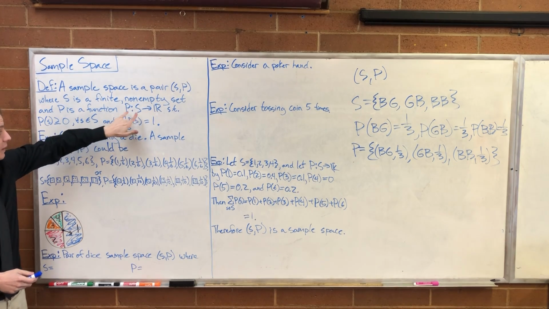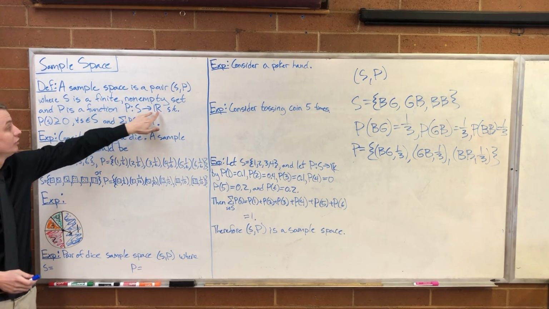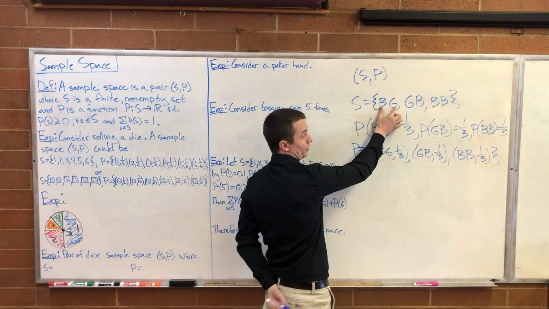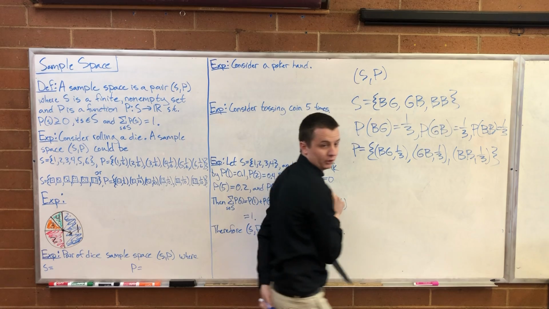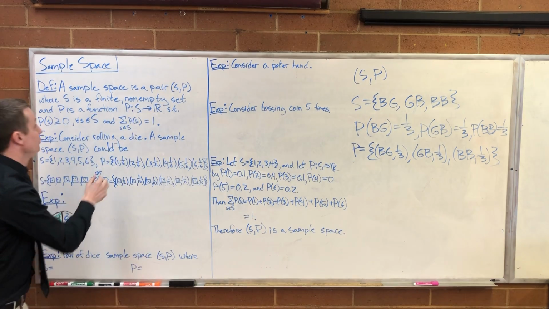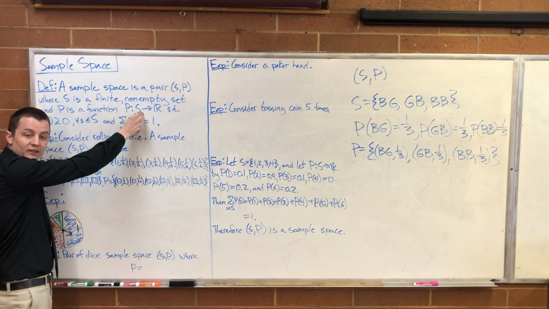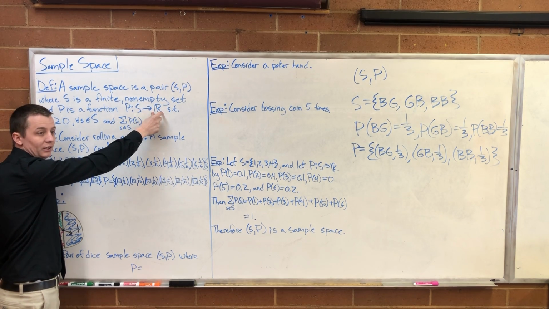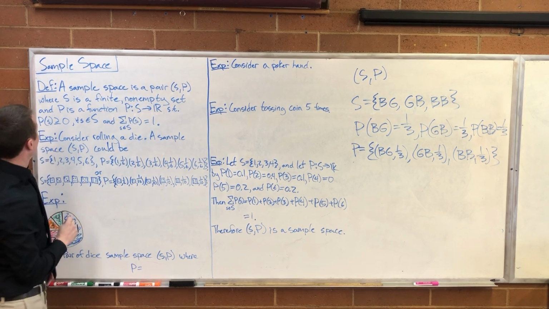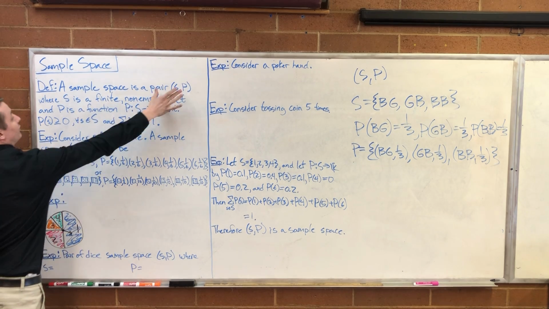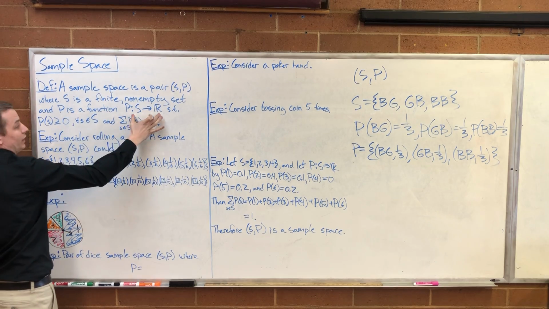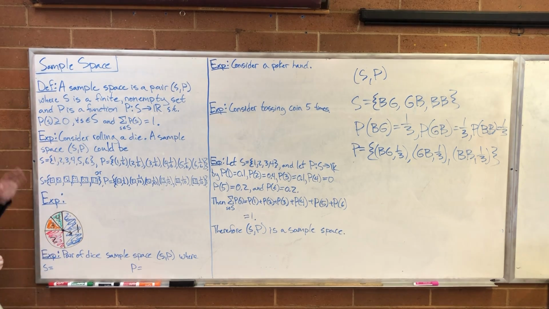P is a function that maps everything in S to some real number. Over here, we map this to 1/3, this to 1/3, this to 1/3. P is a function that maps everything in S to something in R. So, a sample space is this ordered pair, where S is a finite non-empty set, and P is a function like this, such that we require P to meet two conditions.